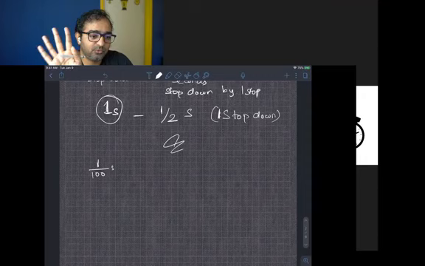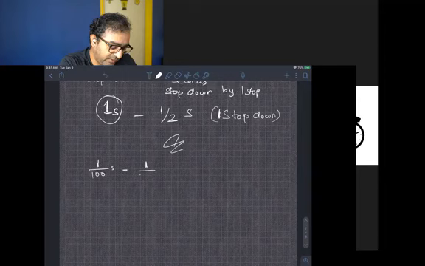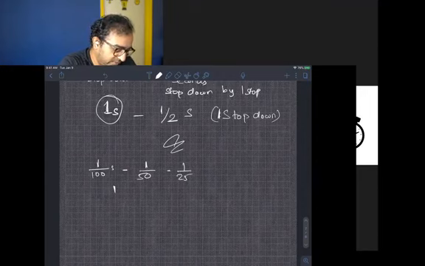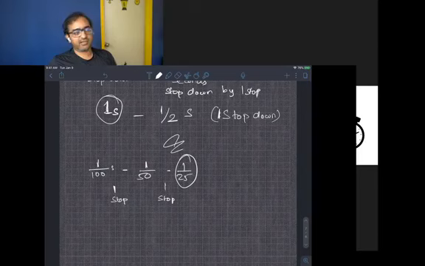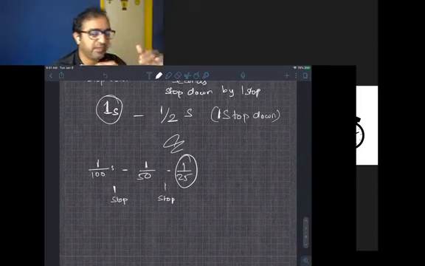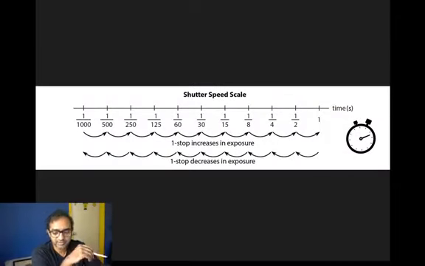So how do I change this? So what is one stop up? Just one stop up of 1/100. It's 1/50, obviously, because I'm multiplying by 2. And what is one stop again up of 1/50? It's 1/25. So this is one stop up, this is one stop up. So the sum total of 1/25 of a second is two stops up from 1/100th of a second. So this is the idea of stopping up and stopping down in shutter speed. Now, if I go back to my presentation, you can easily tell that it's the same thing.